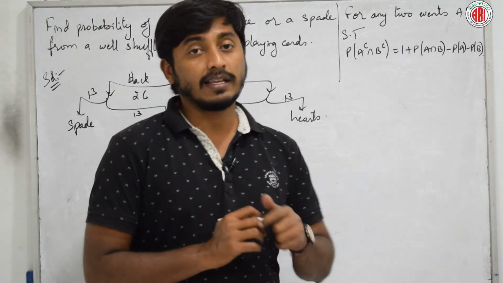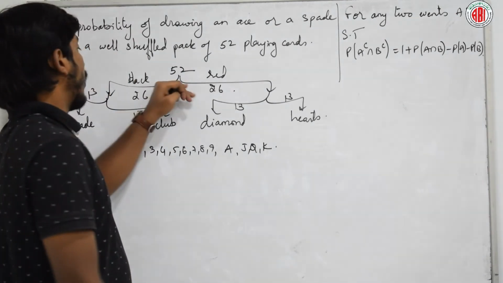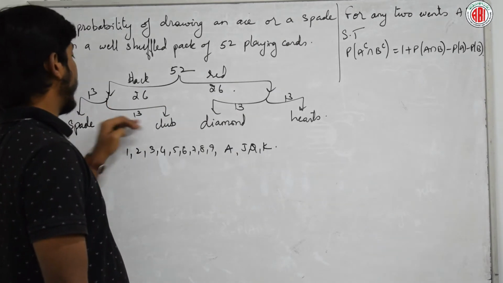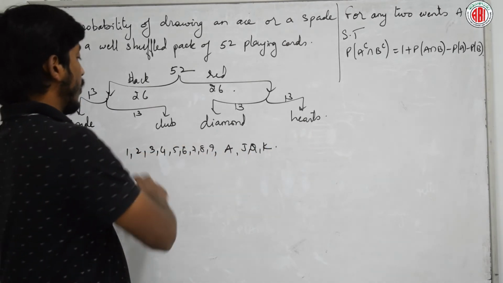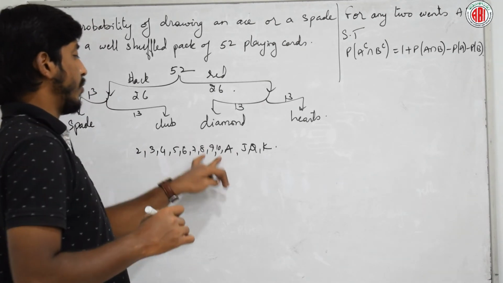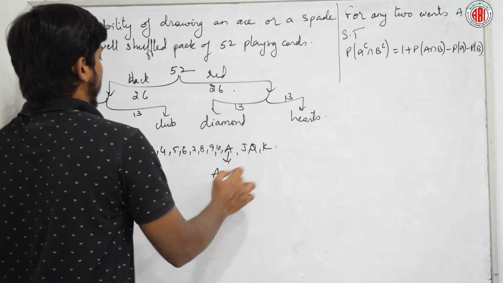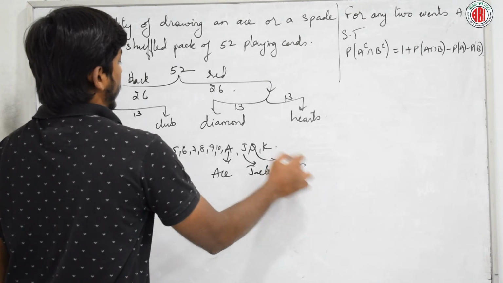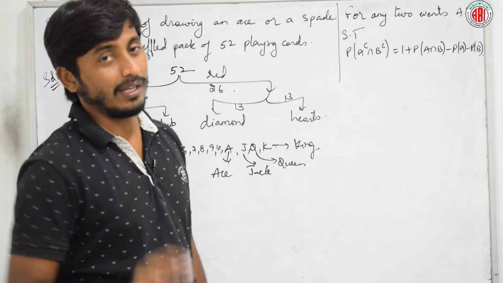Then he is asking us to find, did you understand? So we will have, out of 52 cards, 26 are black and 26 are red. Out of 26 we'll have spade 13, club 13. Out of 26 red we'll have 13 diamond and 13 hearts. Out of which we'll have 2, 3, 4, 5, 6, 7, 8, 9 up to 10 and A, J, Q, K. A is simply called as ace, J is jack, Q is queen and K is king. You should know all these. Just this is a kind of revising.